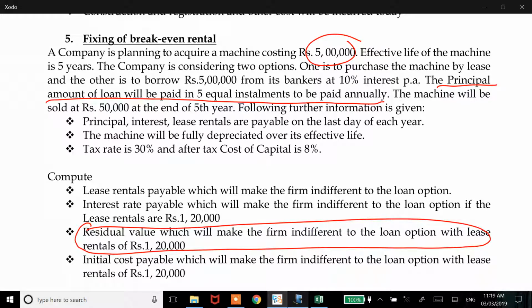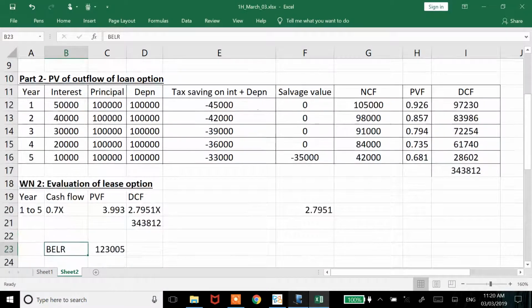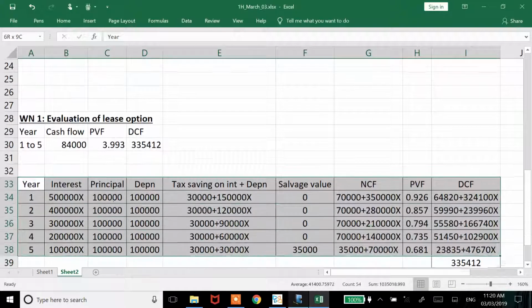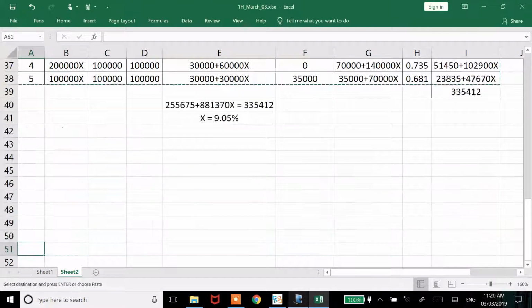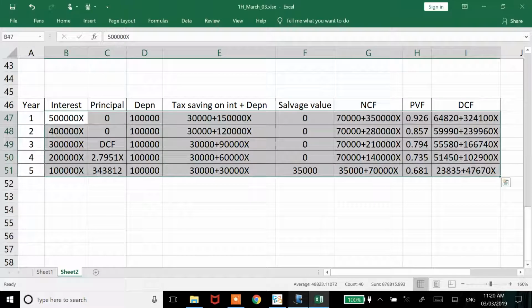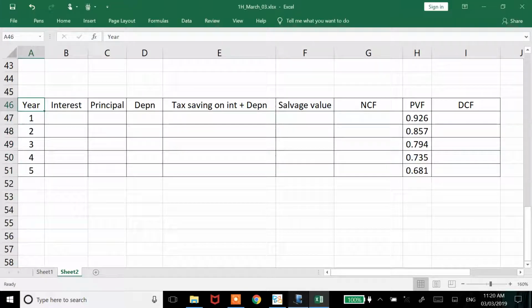Point number 1, the present value of outflow of lease option would continue to be 335,412. Let us assume the cost of the asset to be X.